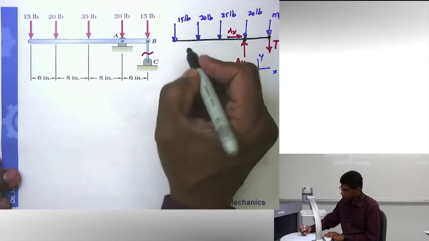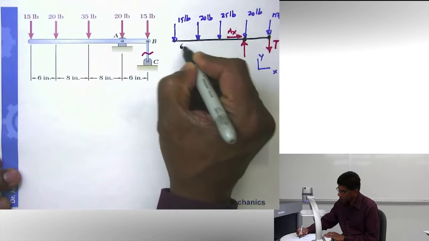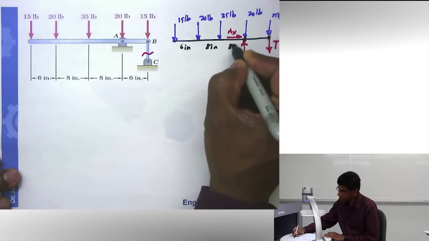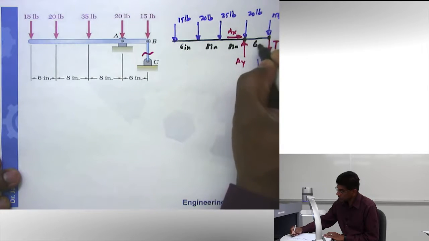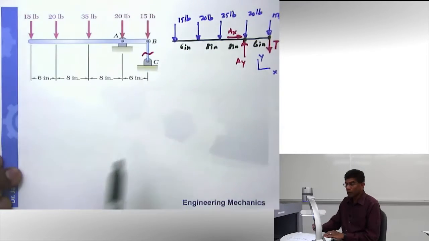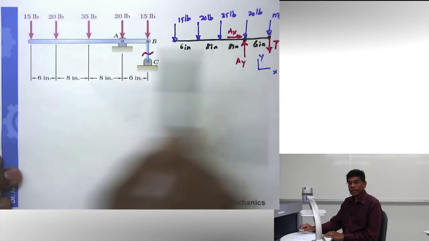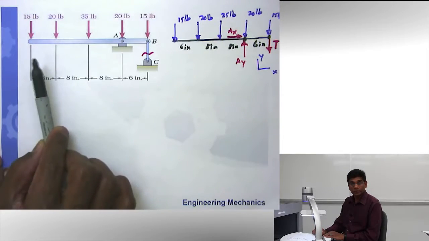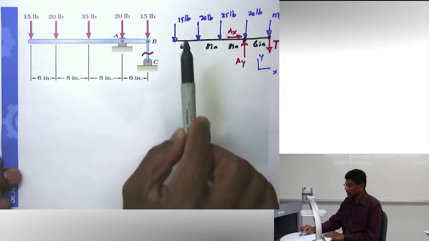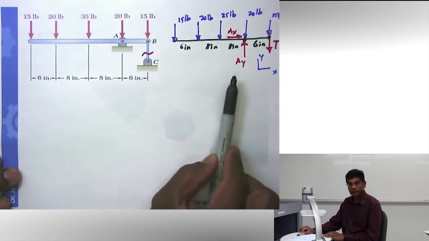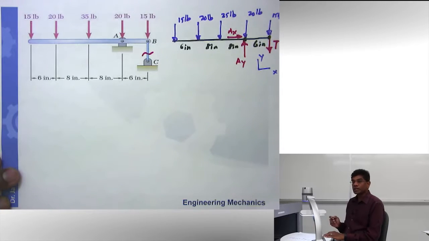Strictly speaking, I should show these dimensions here. So I'm going to just put that in here. 6 inches, 8 inches, 8 inches, 6 inches. Now, this is a complete free body diagram, everybody. Understand that. Once I have the free body diagram, I never have to look back anything else. A free body diagram must be self-contained, and I believe I have all the information necessary right here. All right? So now the next step is developing the equation.